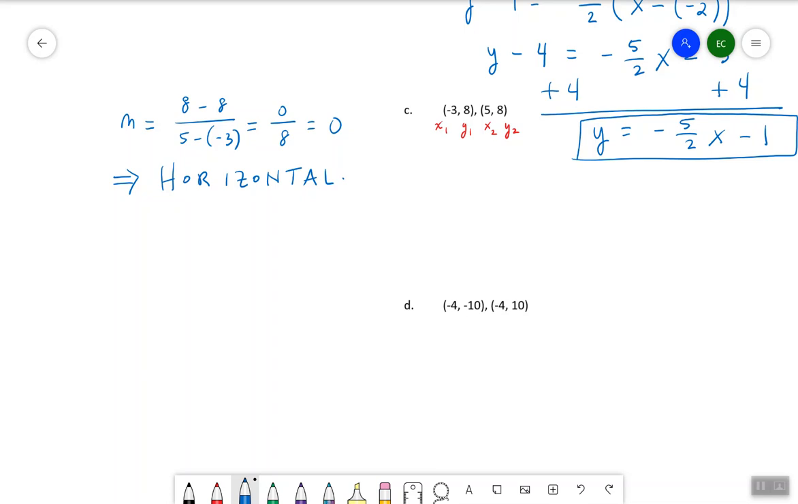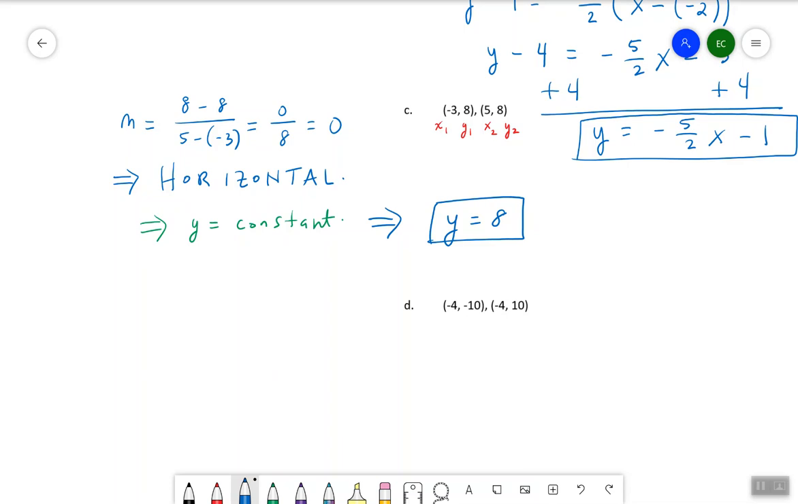And so then remember how we write the equation of a horizontal line. We just write y equals a constant. And so what would the constant be in this case? It would be the y value. And so the y value for each of these points is 8. And so our answer is y is equal to 8.